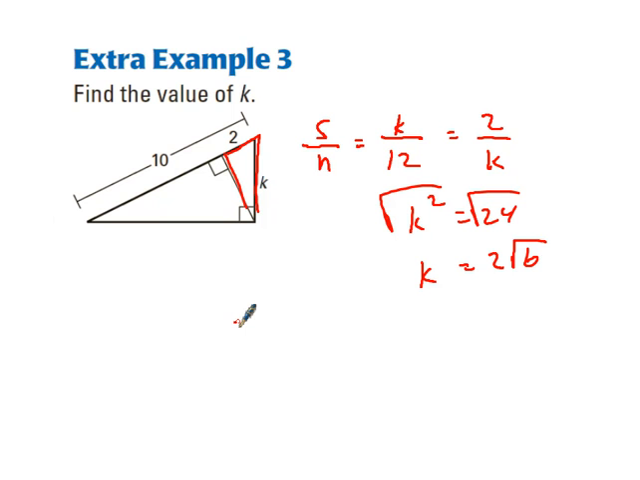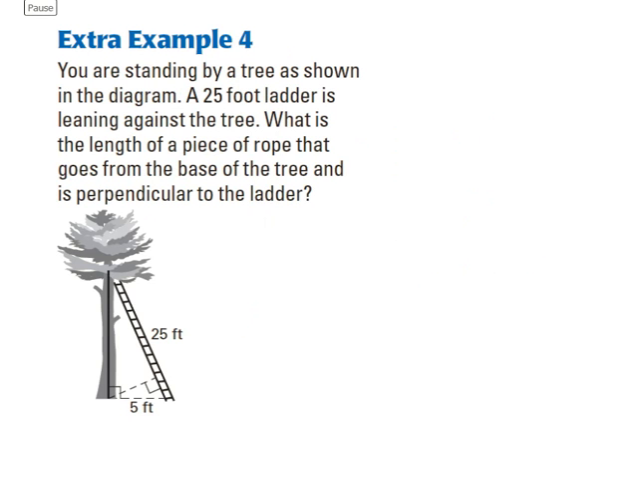Looking at this next problem, it says you are standing by a tree as shown in the diagram. A 25-foot ladder is leaning against the tree. That's right here. It's 25 feet long. And what is the length of the piece of rope that goes from the base of the tree and is perpendicular to the ladder? That would be this piece of rope right here. Oh, perpendicular, at a right angle.